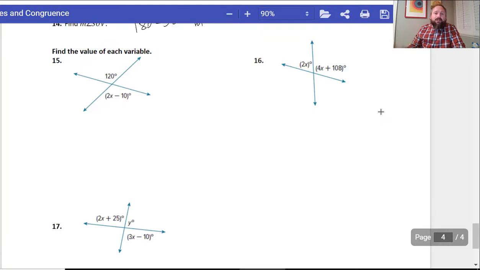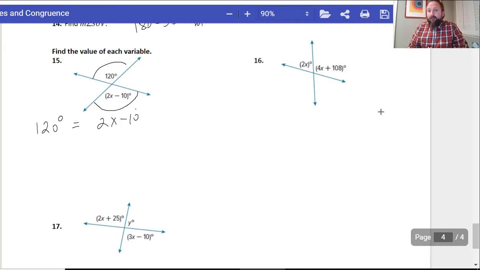So when we're doing these type of problems, we have to figure out what the relationship is and what we can actually write down. So on question 15 right here, we understand that these two vertical angles are congruent. So you'd say 120 degrees is equal to 2x minus 10 degrees. And then I would solve for x. Go ahead and figure that out. Now for number 16, you actually have to solve for x right here.